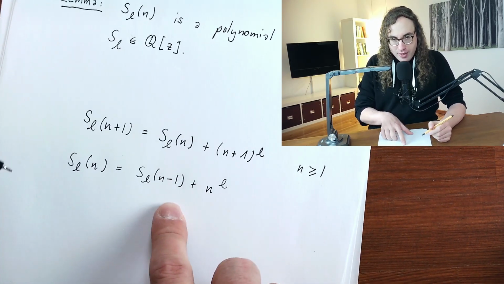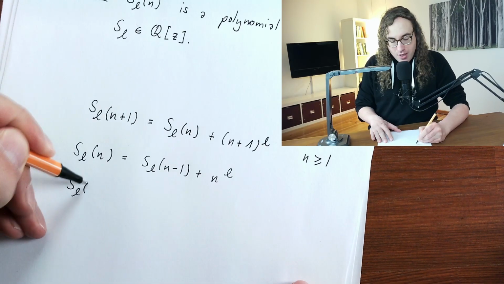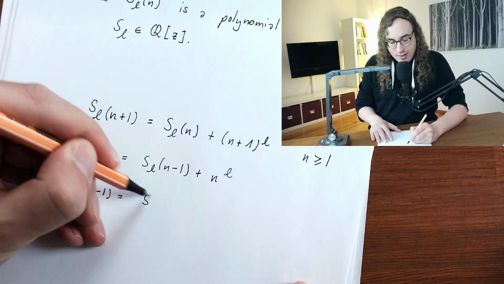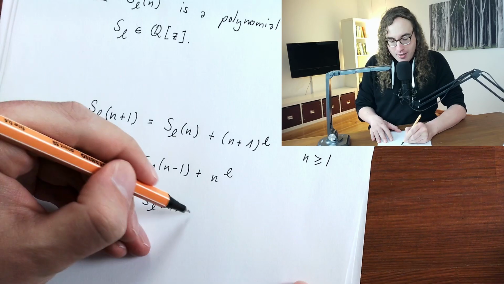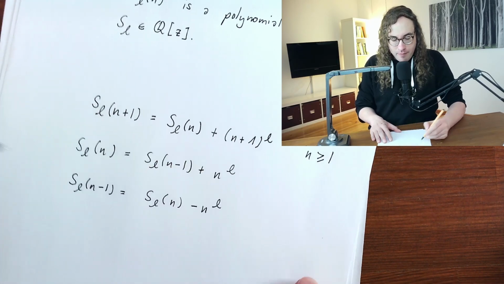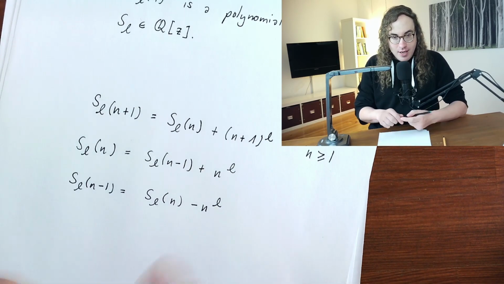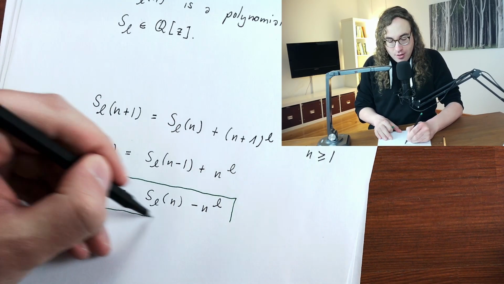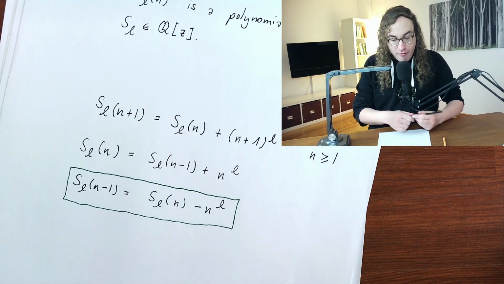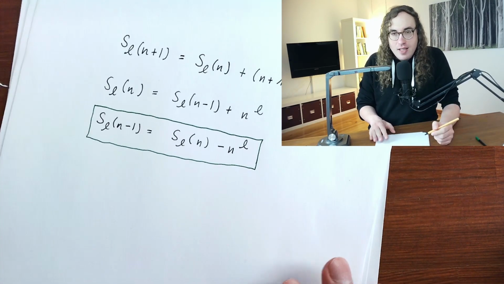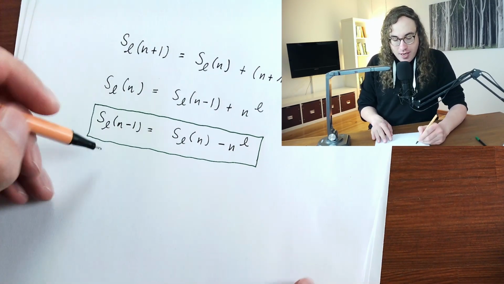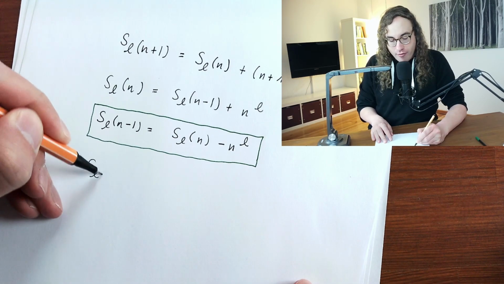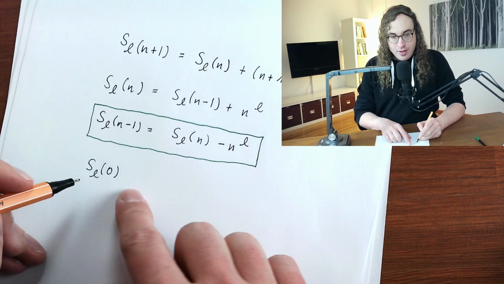And now I solve this for SL of n minus 1. This is the same as SL of n minus n to the L. So this is the key identity. And now I can use this to say something about negative values of SL. Let's do it. We'll just do some cases. So what about SL of 0? This is easy to figure out.